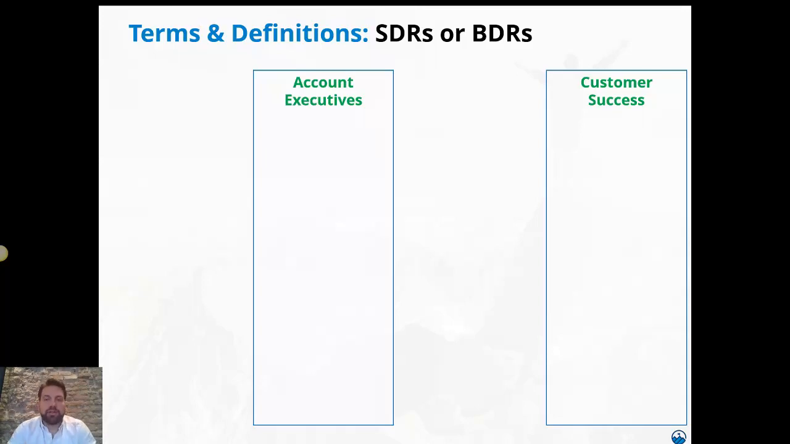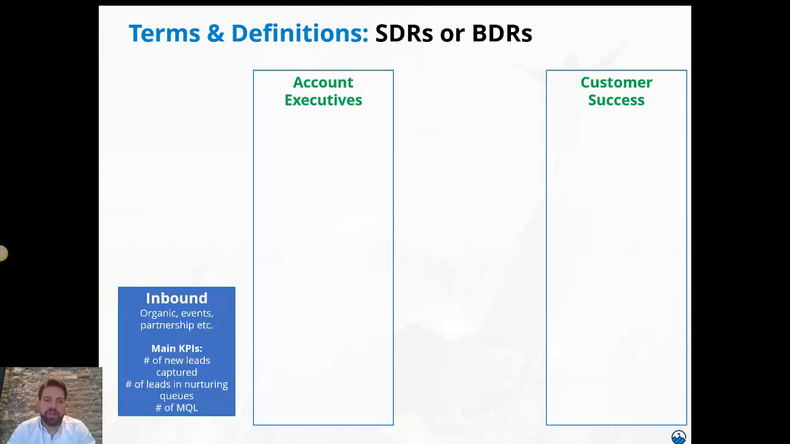So you have the account executives and customer success, and they get leads from the inbound team, which is most often led by the marketing department. They have organic traffic to their website. They also have paid traffic. They go to events. They do partnerships with other companies. And their main KPIs, KPI stands for key performance indicator, so that's what you are measured on to measure your performance. Their main KPI is basically to capture new leads. So leads are coming to the website and filling a form online or downloading some materials and so on and so forth. And then they need to nurture those leads.